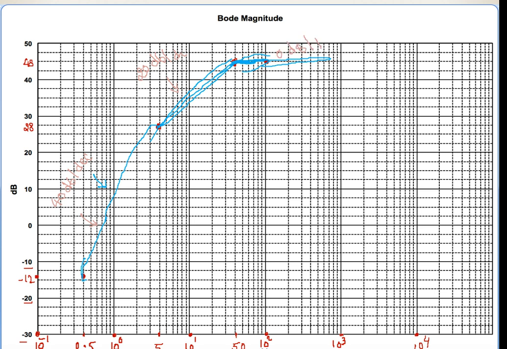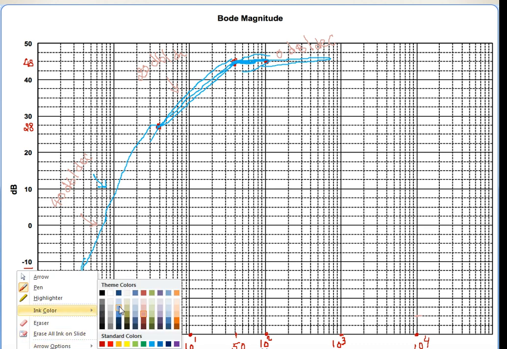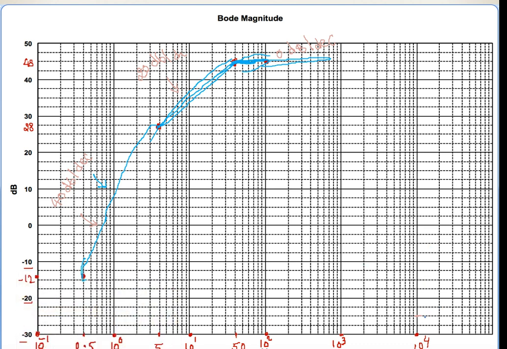This is the magnitude plot for the given transfer function. Now we have to draw the phase plot. So in order to draw the phase plot, just take different phase values. So here I am taking 40 degrees and here I am taking 20 degrees.